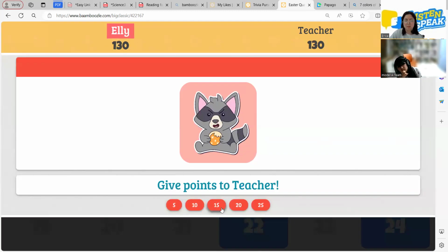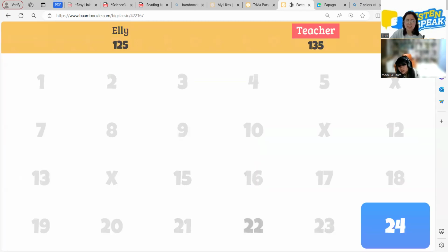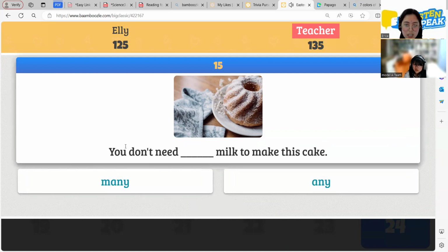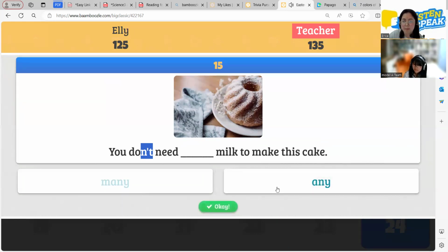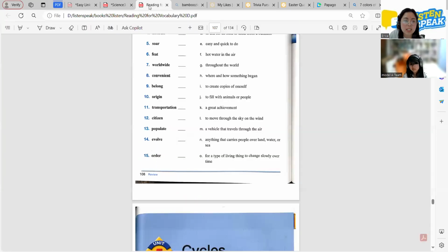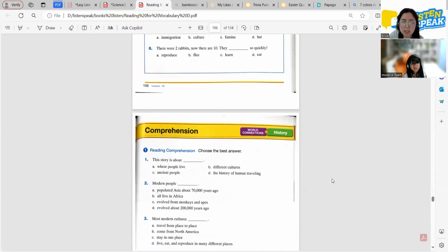22. Five. Day 24. Okay, I think I'm gonna win. You don't need any milk to make this cake. Look, there's the word not. Okay, all right. So that's it. Thank you very much, Ellie. So let's continue your lesson. Are you ready?